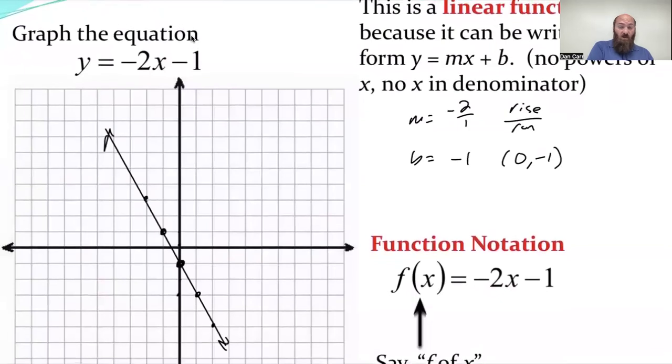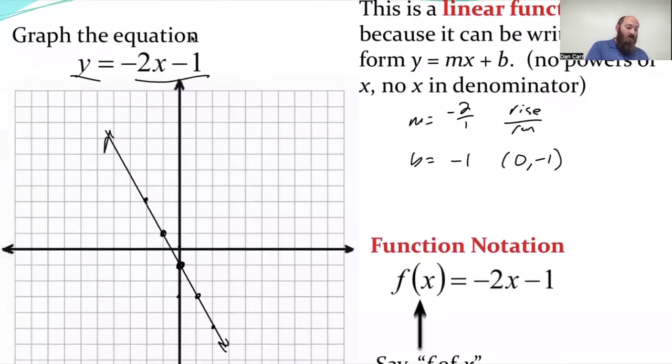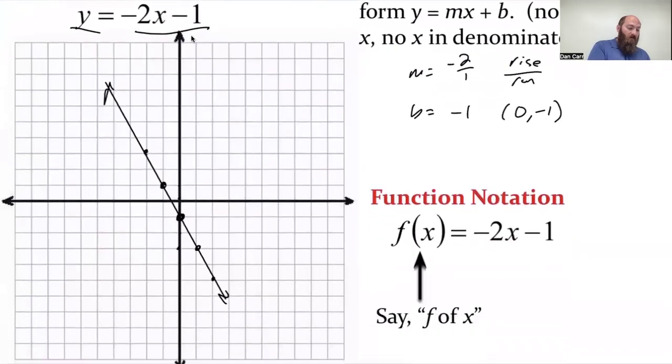So it's still a linear function when it's in this format, but additionally, we can use function notation like this. Since it's a linear function, we can say it's f of x equals -2x minus 1. So we say f of x. So basically what we're doing is just replacing the y value, is all we're doing there.